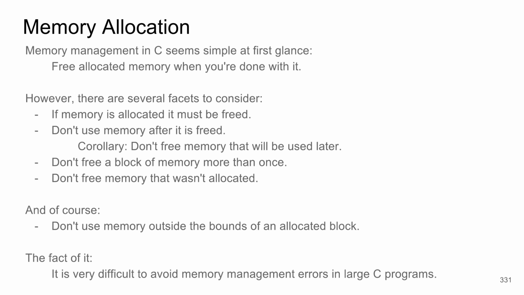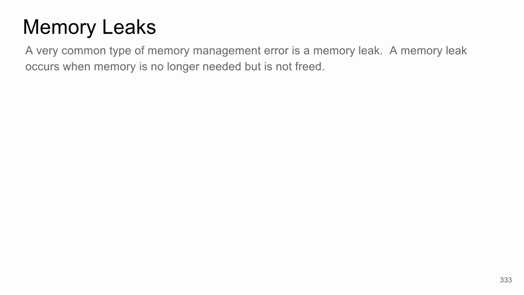All right, so these are the kind of issues that we have to consider. So let's go and look more specifically at what these issues might look like in these programs we're writing. So a very common type of memory management error is called a memory leak. So a memory leak occurs when memory is no longer needed, but it is not freed.